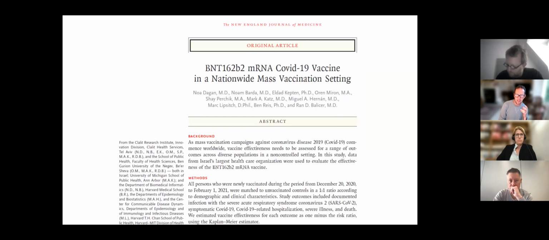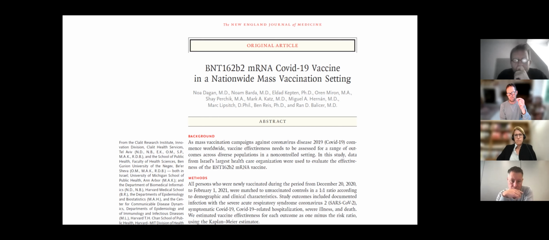So that sequential approach has been adopted in some observational analyses of the effect of COVID-19 vaccination. And here's the paper by Dagan and colleagues published in the New England Journal of Medicine very rapidly, based on data from Israel, where, as you know, they were the first country to do mass rollout of COVID-19 vaccination from December 20 to February the 1st, 21. And Dagan and colleagues used this sequential approach.